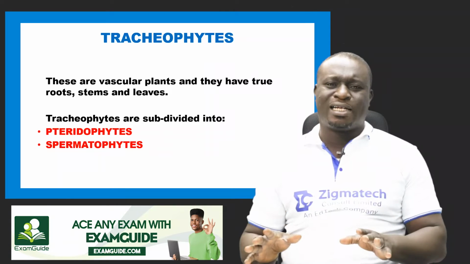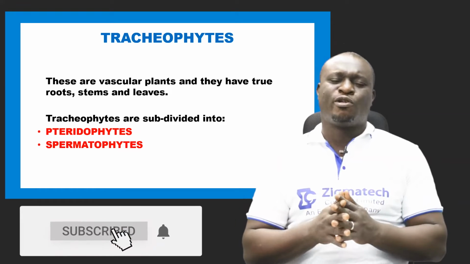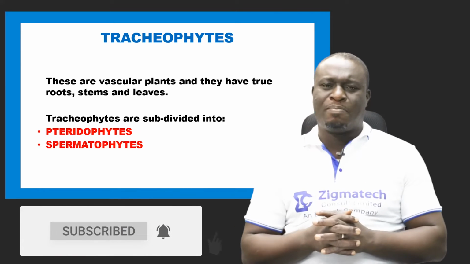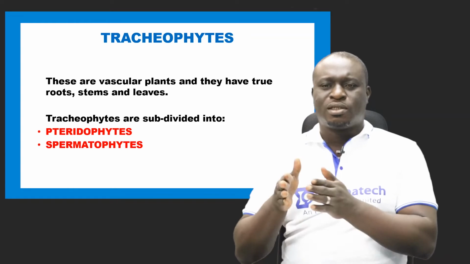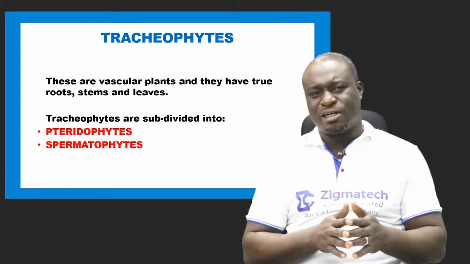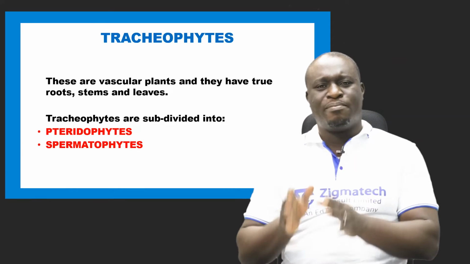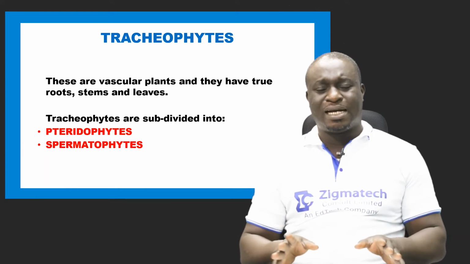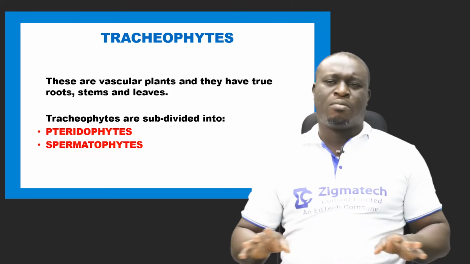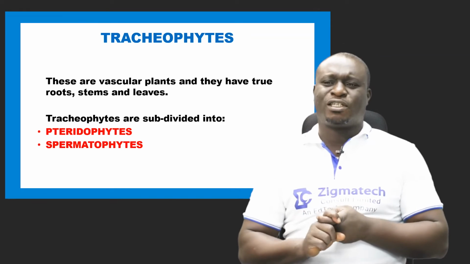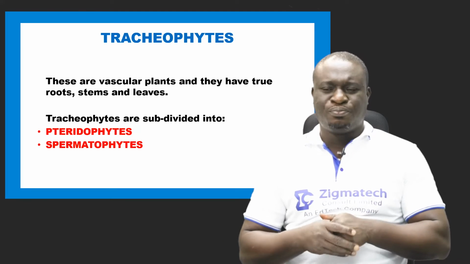Now, the Tracheophytes, if we compare them with thallophytes and bryophytes, are vascular plants. Also, Tracheophytes have true roots, stems, and leaves. You see the difference. Thallophytes: no vascular tissue, no roots, no stem, no leaves. Bryophytes: non-vascular plants, but they have structures that look like roots, stems, and leaves. But Tracheophytes are vascular plants and they have true roots, stems, and leaves.